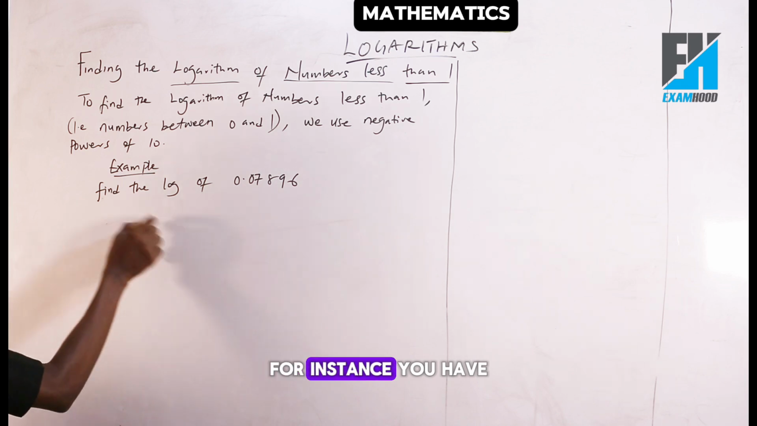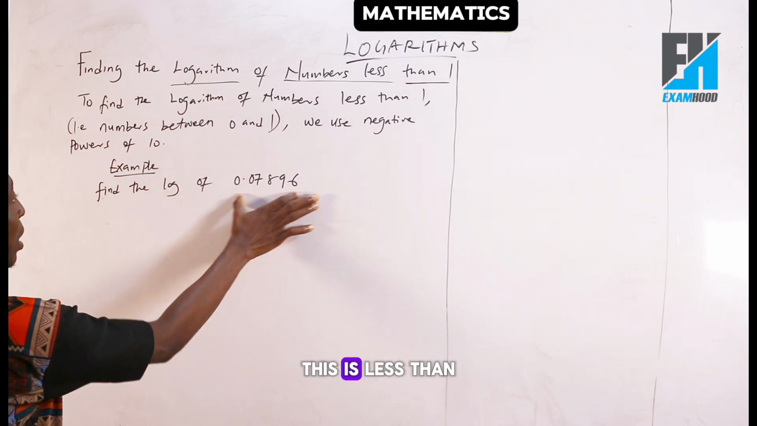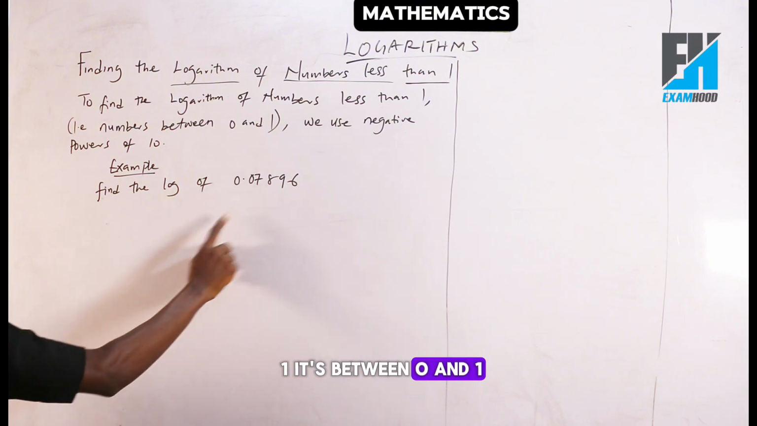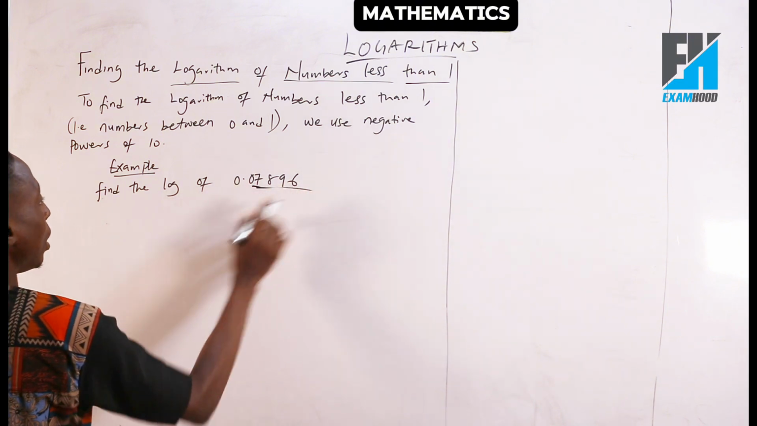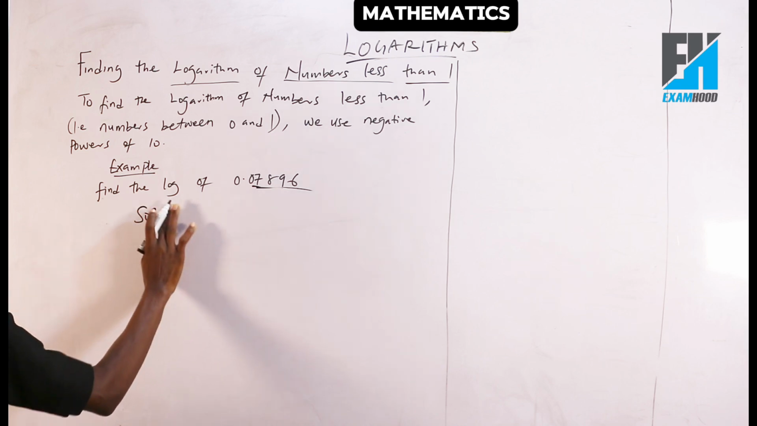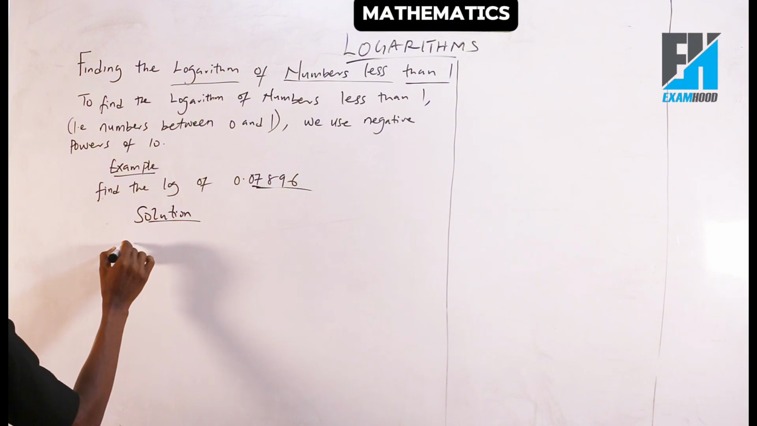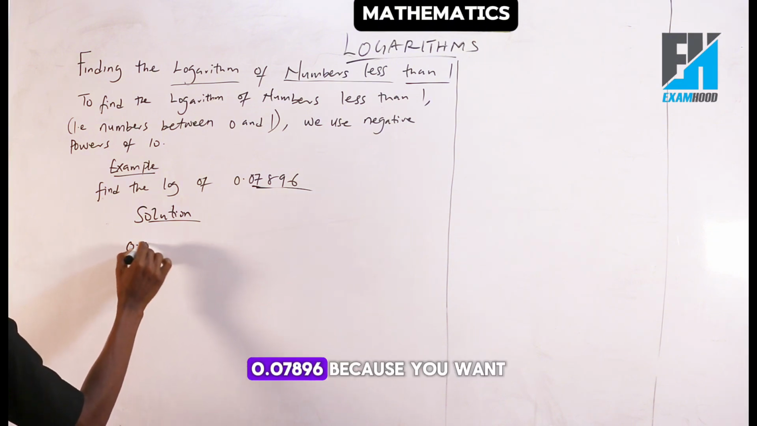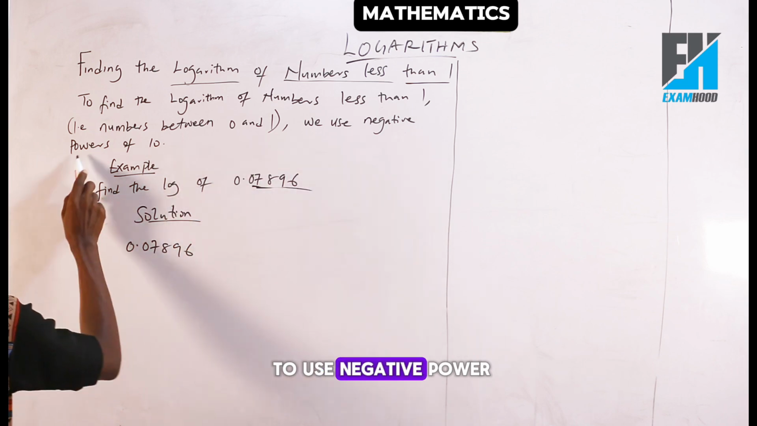For instance, find the log of 0.07896. This is less than 1. It is between 0 and 1, so you have this after the decimal point. To do that, you just say, solution: 0.07896, because we want to use negative powers of 10.